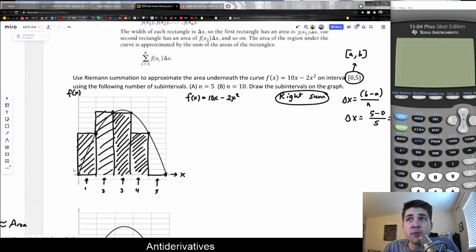You can't just pick and choose where you connect it. And if it were a left one, it would look a little different. It would be here, here, here, here, and here. But actually, due to the symmetry of this graph, it wouldn't make a difference. Anyways, now what? Well, again, the goal is to find the area underneath the curve.